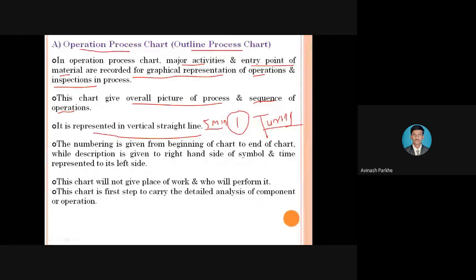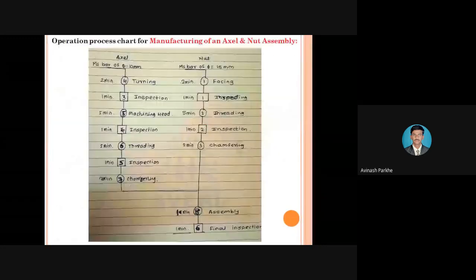Now we'll discuss this particular operation process chart with one example. Now you can see the operation process chart. What example have I considered? Manufacturing of an axle and a nut. Now you know about the axle and you know about the nut. So what do I have to do? I have to go for the manufacturing of the nut and the manufacturing of the axle. Those operations I have to perform, and after the manufacturing of that nut and axle, at the end I have to go for the assembly.